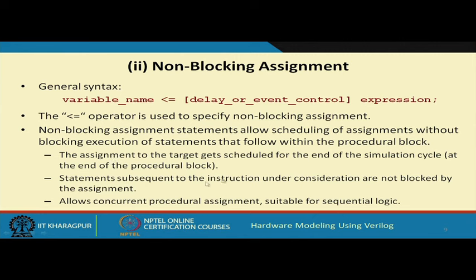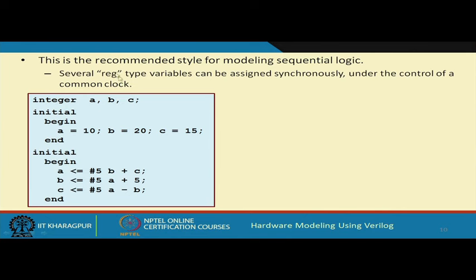Because it is non-blocking, statements after the instruction currently we are looking at executing will not be blocked. They will all be executing together, which will allow something called concurrent procedural assignment, which is very suitable for modeling sequential logic. We shall see this thing. So, let us take an example. As I had mentioned, this is the recommended style for modeling sequential logic, where a number of reg type variables can be assigned synchronously under the control of a common clock. But here it is just a simple example I am taking.